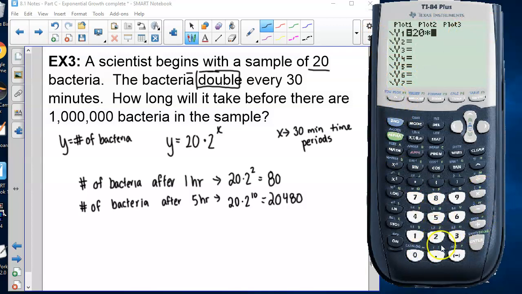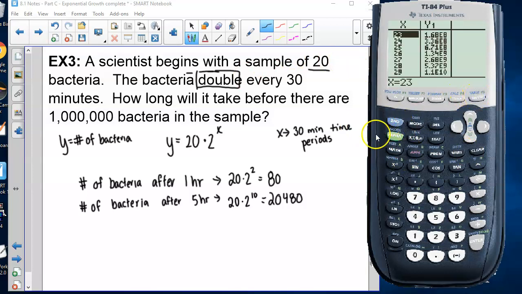Alright. So y equals is right above that blue button, the top left-hand corner button. Enter 20 times 2 to the x power. Alright, everybody got theirs in? Okay. We're going to press second graph to get to the table. Second graph to get to the table. And depending on where you're at, you're going to have to scroll up or down.